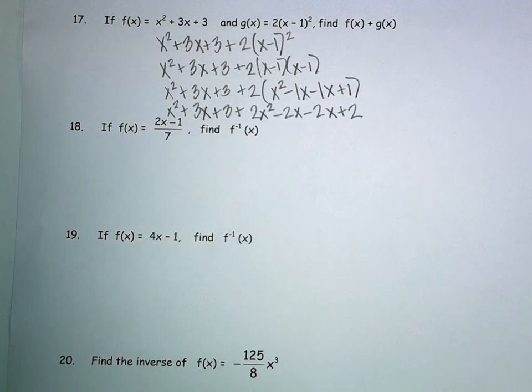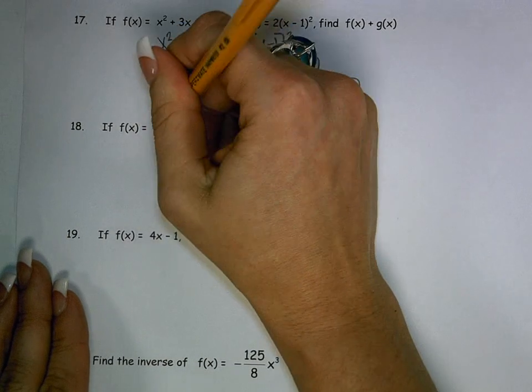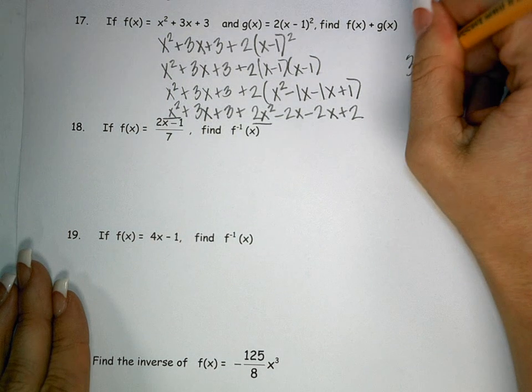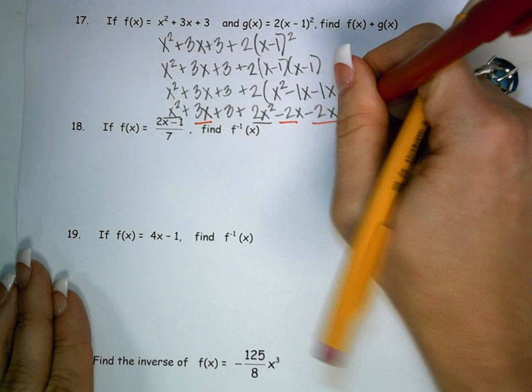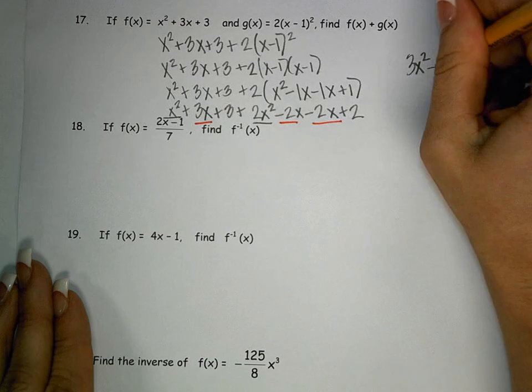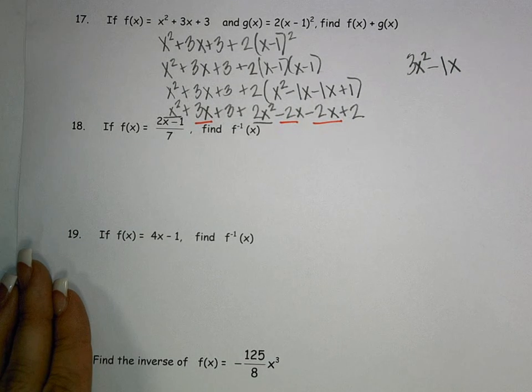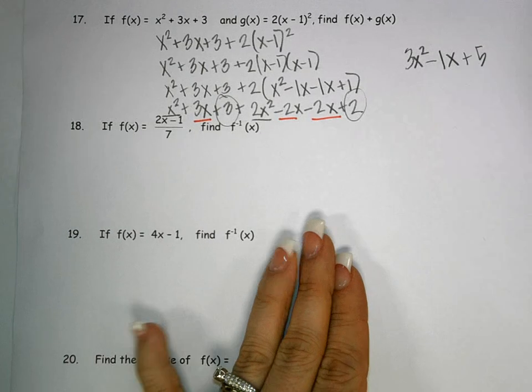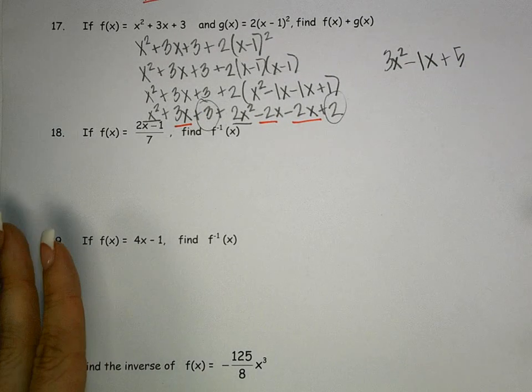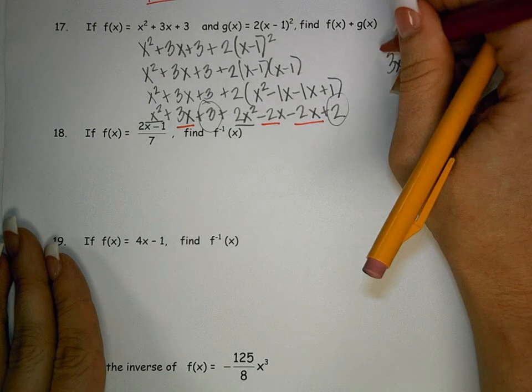You combine all those like terms. Put together your squares, gives us 3x squared. Together all your x's, 3x minus 2x gives us minus 1x. If you don't write the 1, that's fine. And then finally 3 plus 2 is plus 5. So 3x squared minus 1x plus 5.